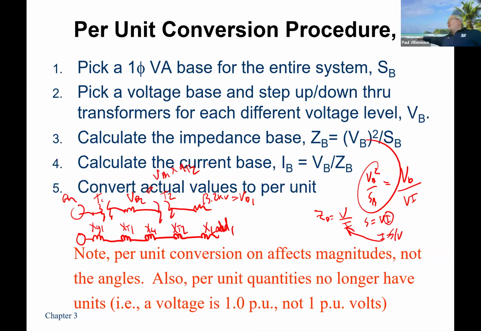And once you're in per unit land, there are no more transformers. In this diagram, do I see a single transformer? I see a bunch of impedances, and some of those reflect the impedance inside of my transformer, but there are no actual transformers there. So in your per unit diagram, transformers don't exist.